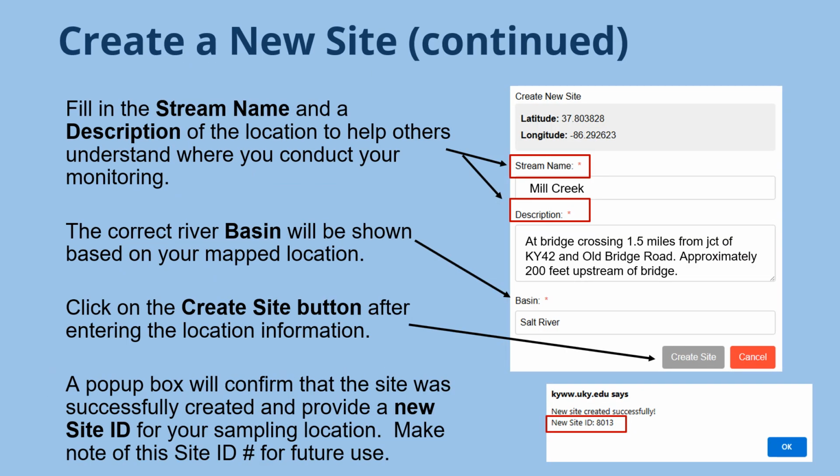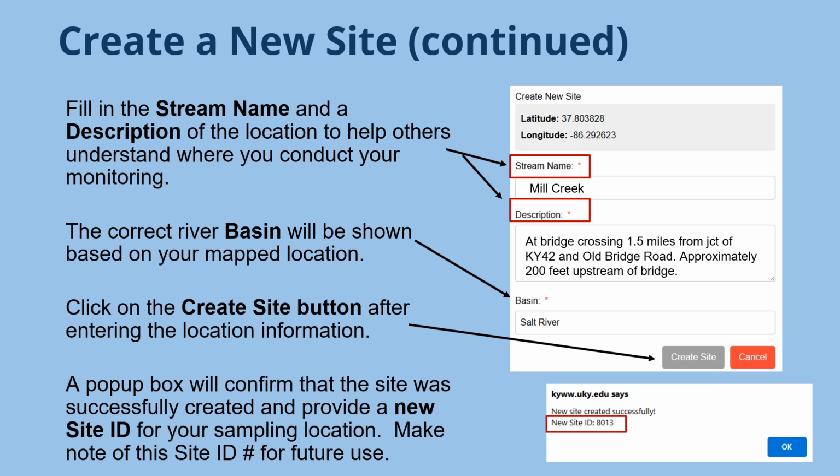After clicking on Create Site, you will see a form that requests the entry of the stream's name and a description of the site location. The description should provide guidance to help others find the sampling location if needed. It can include driving directions and references to obvious landmarks. The basin name will already be populated based on the site's location.